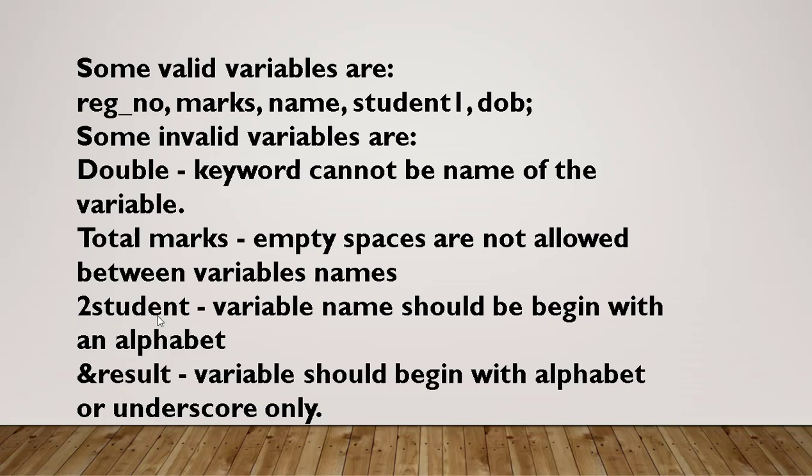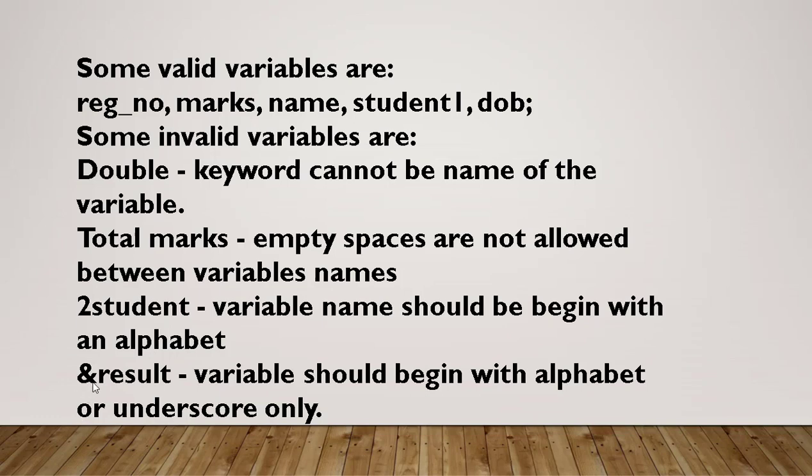The next is 2student. Always a variable name should begin with an alphabet, but here it does not start with an alphabet. It has been started with a number. If the first letter of the variable is a number, then it is not valid, it is an invalid variable. So always a variable should start with an alphabet.